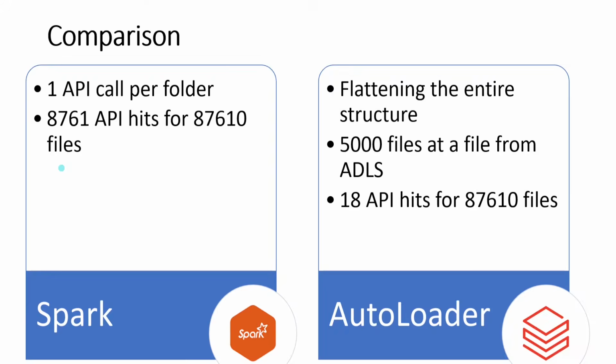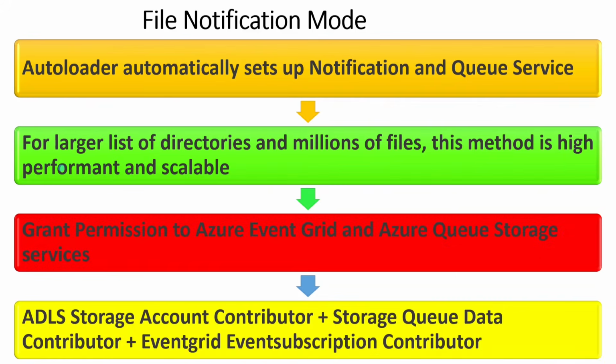Right. Now let me go to the next file detection mode, which is file notification mode. File notification mode is mostly suitable whenever we are processing millions of files under a huge number of directories, and also the data is coming in real time. For each and every minute or every second, we are receiving many files. For those scenarios, file notification mode is more powerful than directory listing mode.